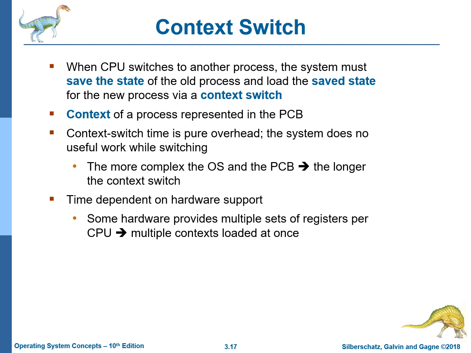Context switch time is pure overhead. The system does no useful work while switching. The more complex the operating system and the process control block, the longer the context switch. Time dependent on hardware support. Some hardware provides multiple sets of registers per CPU, and multiple contexts are loaded at once.